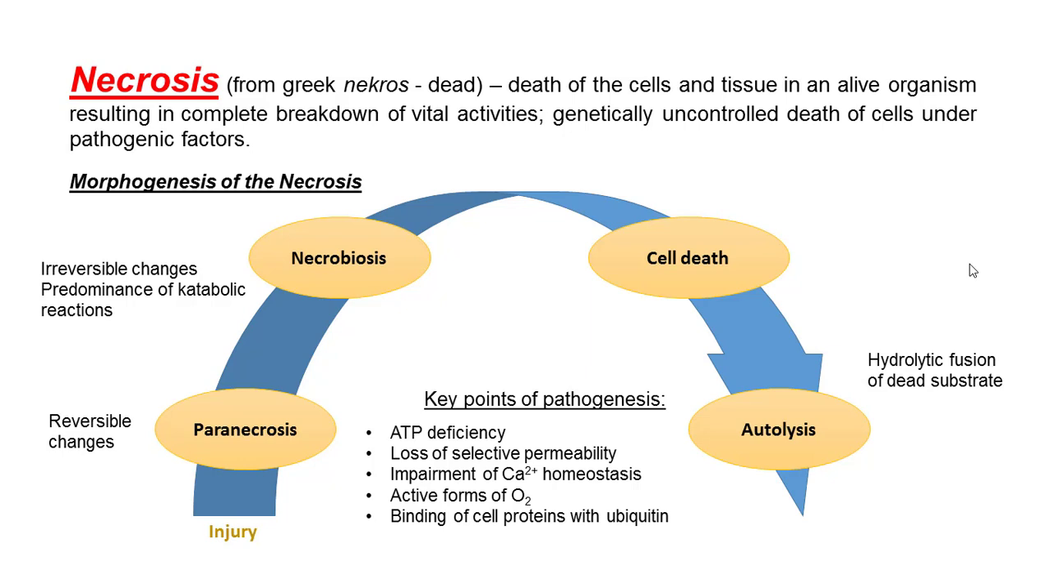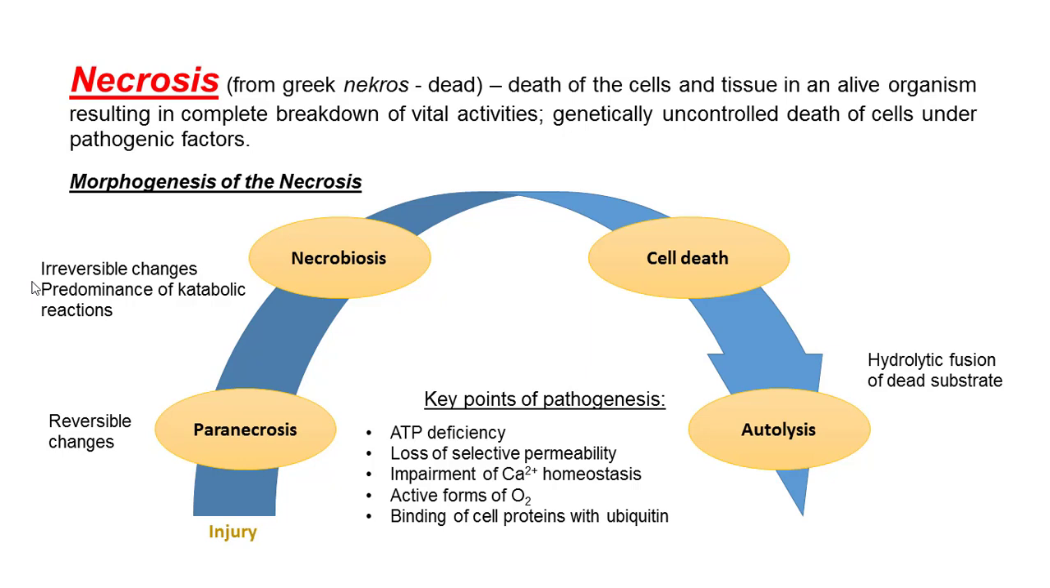The pathologic injury of the cell leads to reversible changes in the cell. These reversible changes are presented by degeneration processes in the cell. Progressing of these changes leads to irreversible changes in the cell when the catabolic reactions predominate over the anabolic reactions. This happens at the necrobiosis stage. The third stage is called cell death. This is the moment when the cell dies, and morphologically it is almost impossible to identify this particular time.